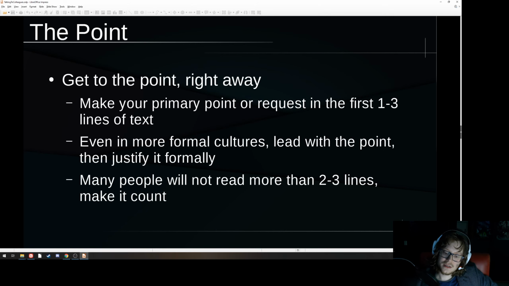All right, so you've made your introduction. Now get to the point. Okay, get to the point immediately. Even in cultures that are super formal, still lead with the point and then do the formal stuff. Because if you don't get to the point right away, it'll probably be lost. Most people, if we're being honest, only read the first 1 to 3 lines completely. Then they skim, and then they might not even skim, or they might skim so quickly that everything else gets lost. So if you have something important to say, say it early, and make sure that it's clear right out the door.